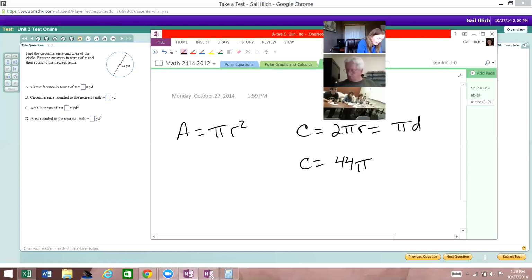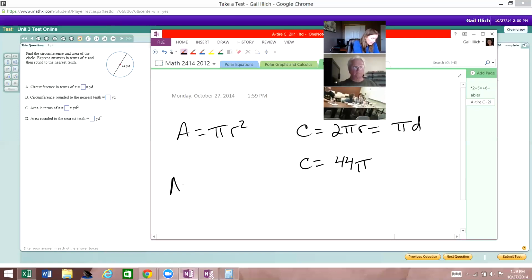And then we'll use 3.14. Oh no, it's tricky on this one. I wonder if we should use our pi button or if we should use 3.14. So this will be something we'll learn.